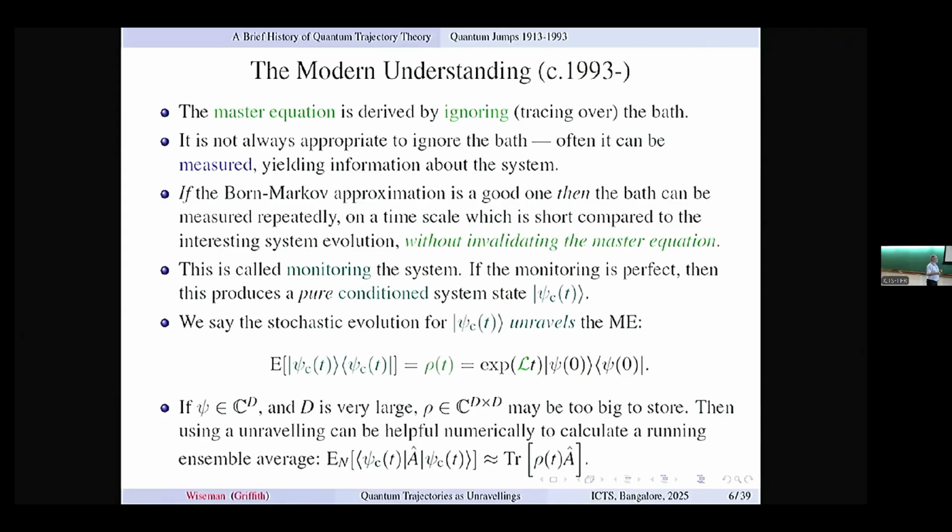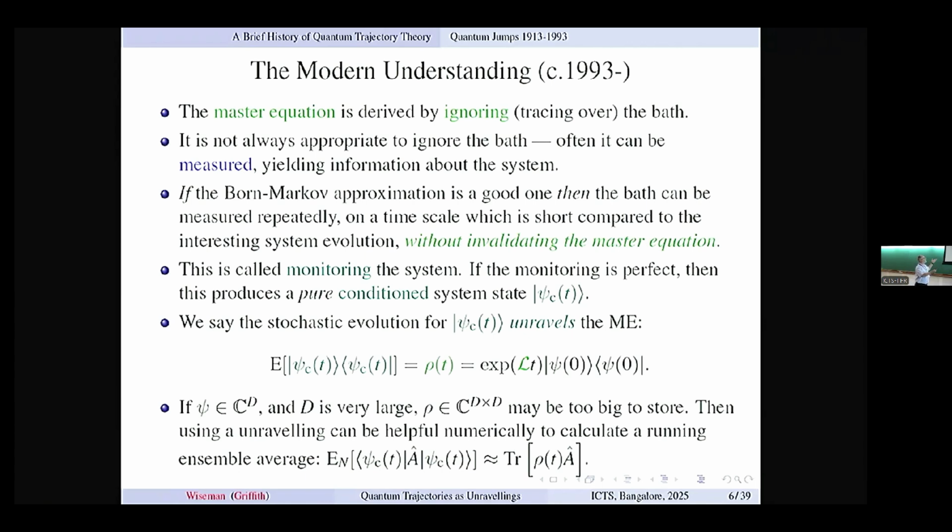So by using a finite ensemble of stochastic state vector evolutions, for each one of them, one can compute an average of some quantity of interest, and then take a finite ensemble average of those, which is going to approximate the solution that you would get if you could solve the master equation. Okay, and that's the other usefulness of that.